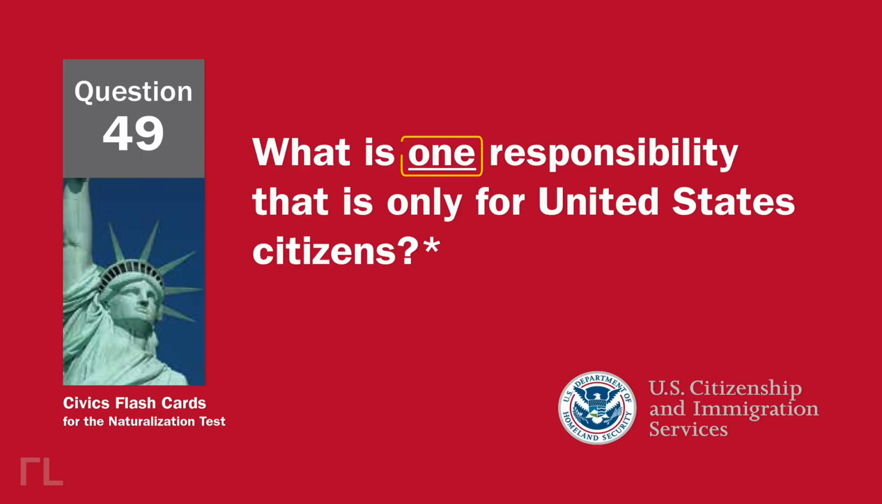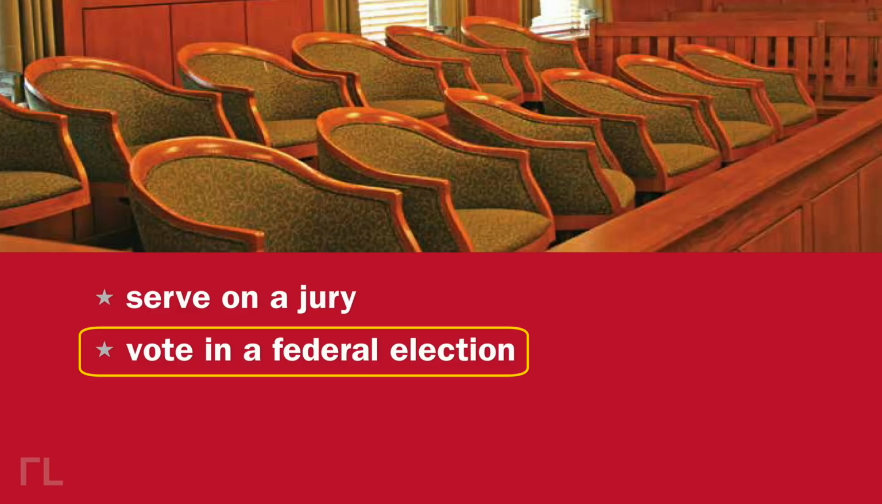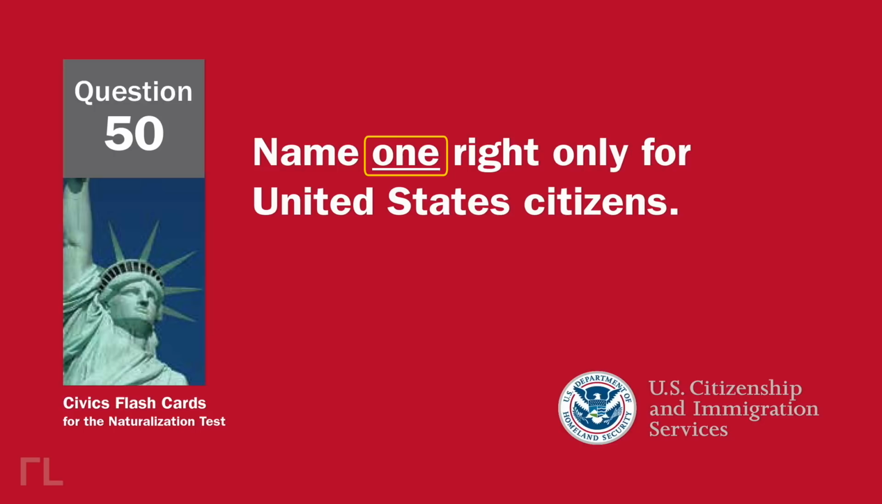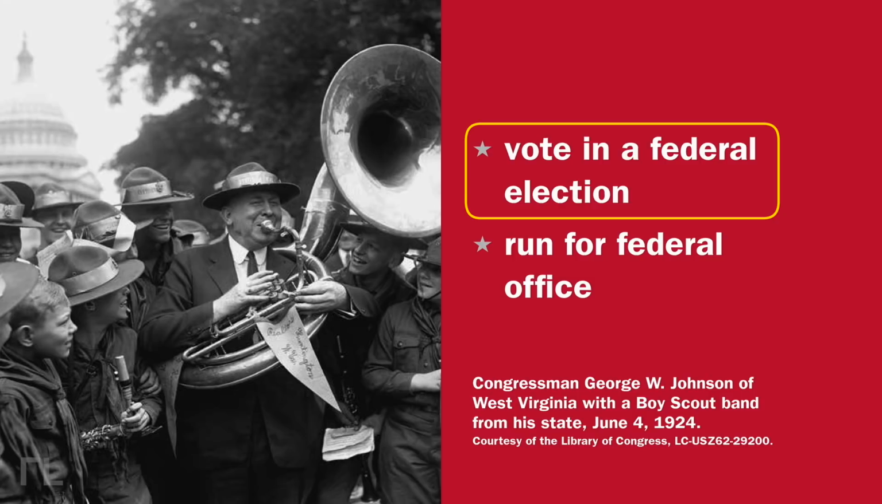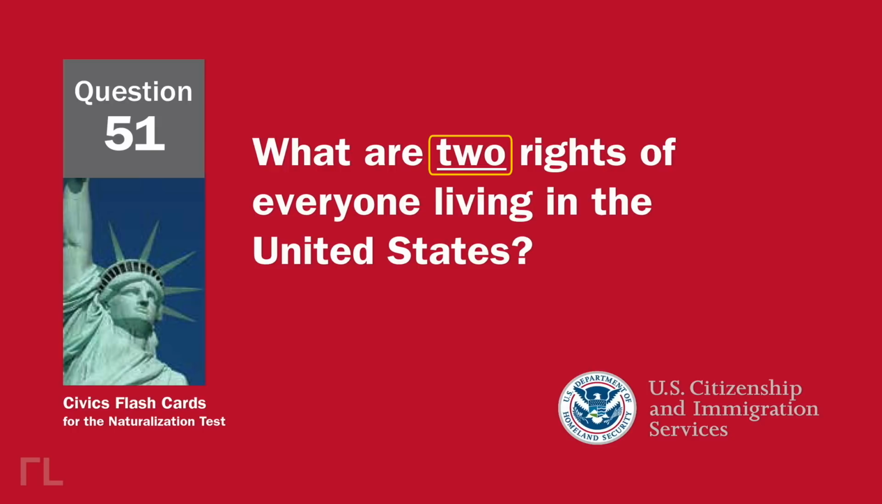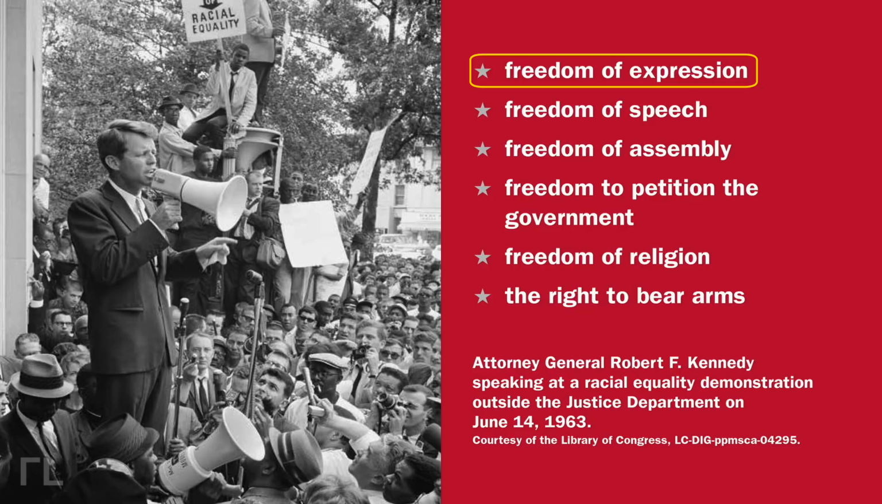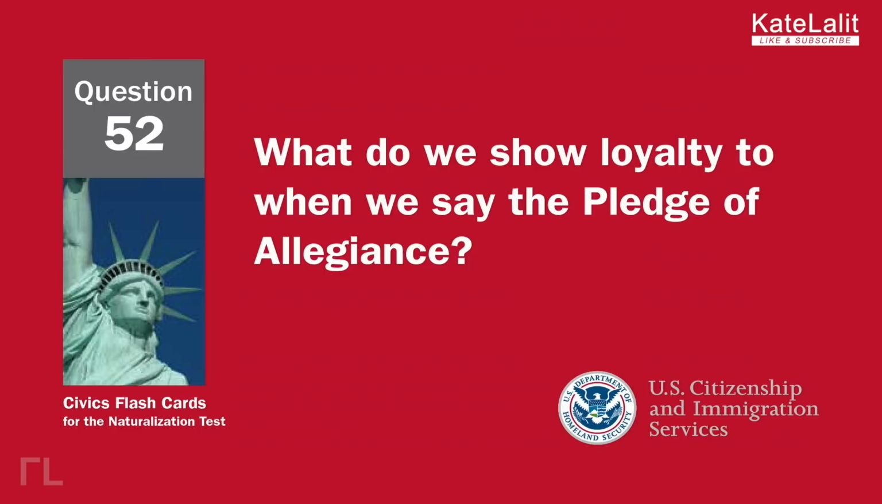What is one responsibility that is only for United States citizens? Vote in a federal election. Name one right only for United States citizens. Vote in a federal election. What are two rights of everyone living in the United States? Freedom of expression. Freedom of speech. What do we show loyalty to when we say the Pledge of Allegiance? The flag.